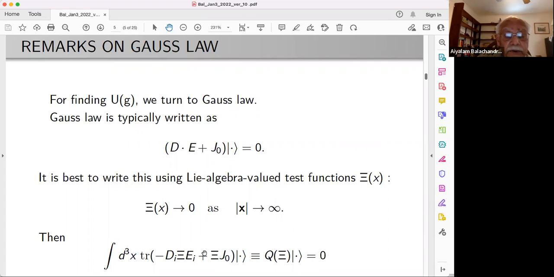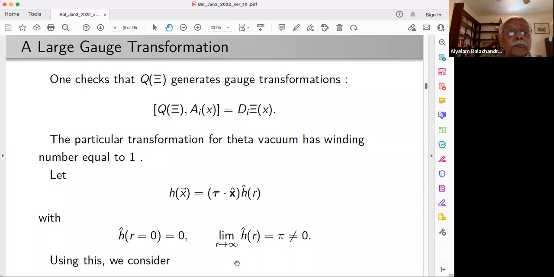Okay? So in this case, because I have chosen chi to go to 0 at infinity, at least classically, these two equations are equivalent. But I would like to write the Gauss law in this fashion. So this operator here is what I call Q of psi. This is the generator of the gauge transformation with small gauge transformations, which vanish on the quantum state. Now one checks immediately that Q psi generates gauge transformations. That is quite easy.